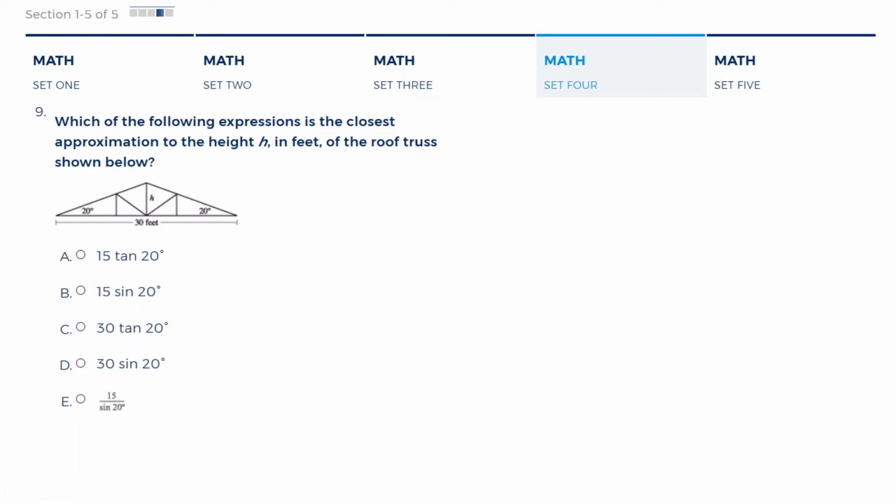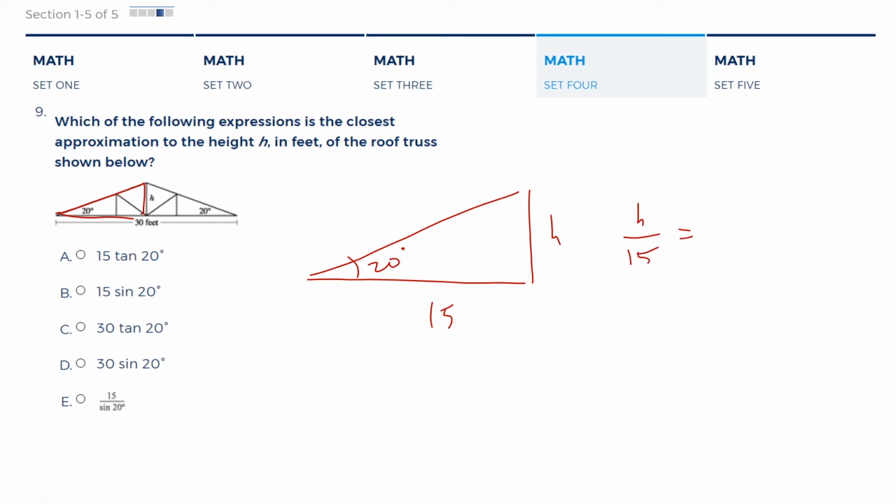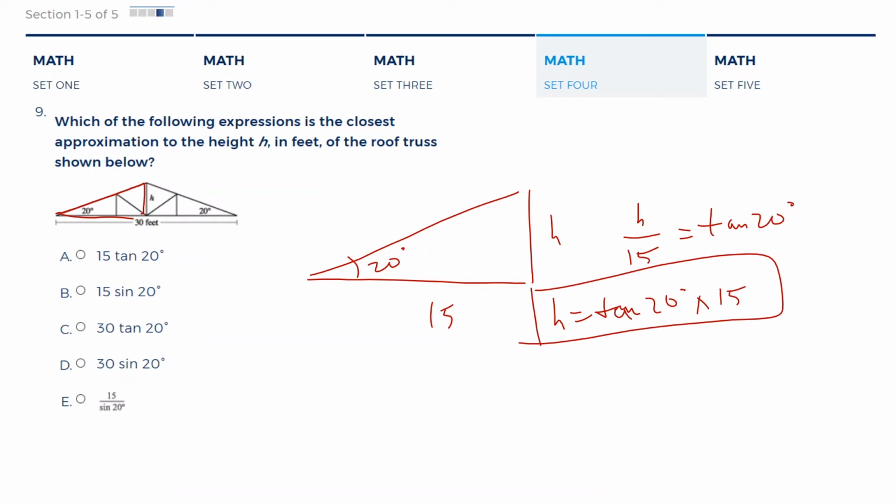Which of the following expressions is the closest approximation to the height h of the roof truss as shown below? Alright, let me just look at this specific one. This side is 15, this angle is 20 degrees, and we're looking for h. We know that h over 15 is equal to tangent of 20 degrees, so therefore h is equal to tangent of 20 multiplied by 15. Nice.